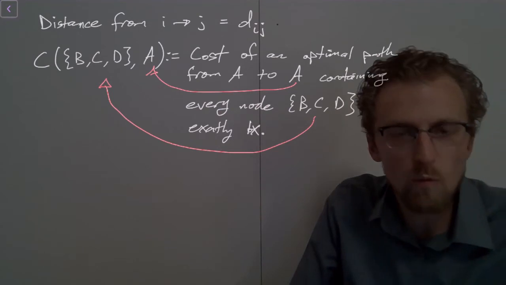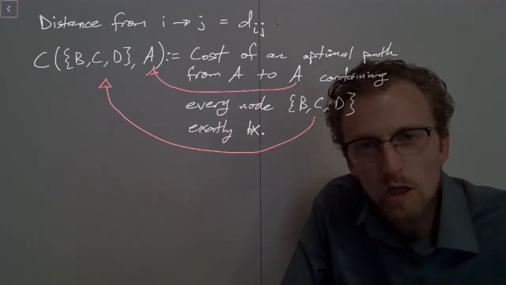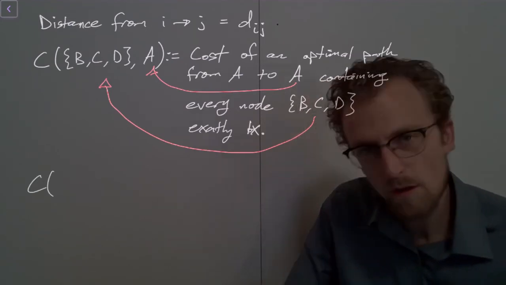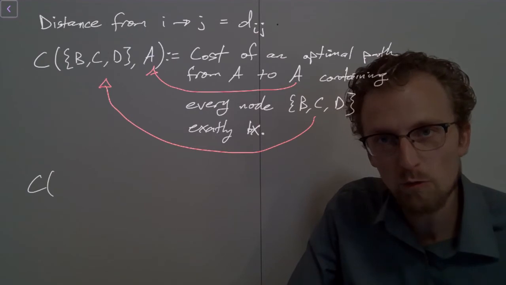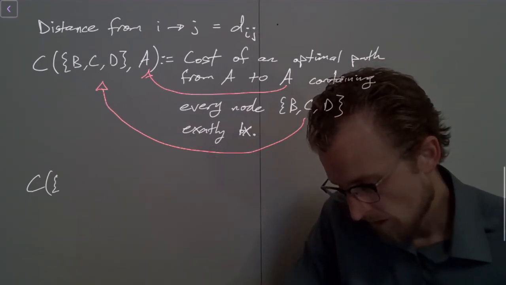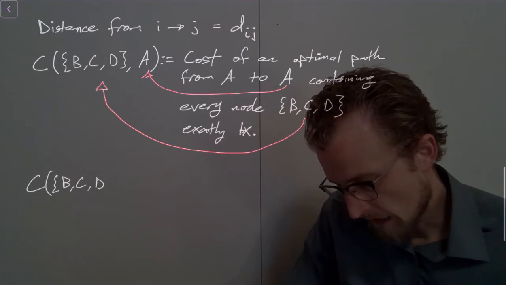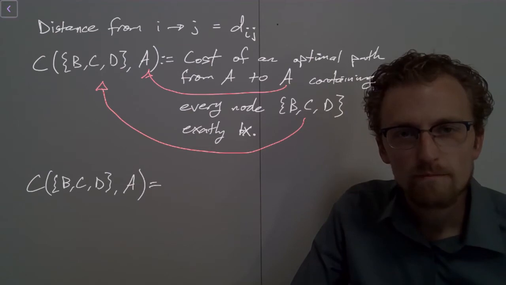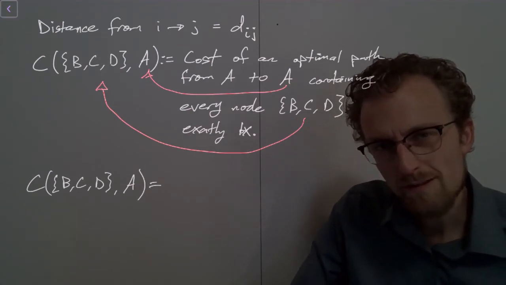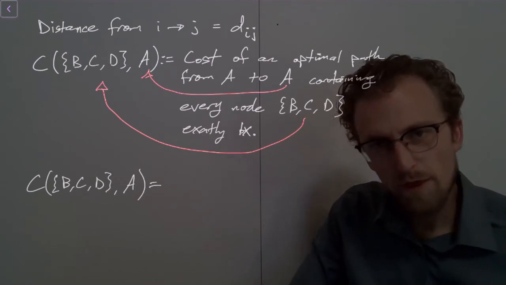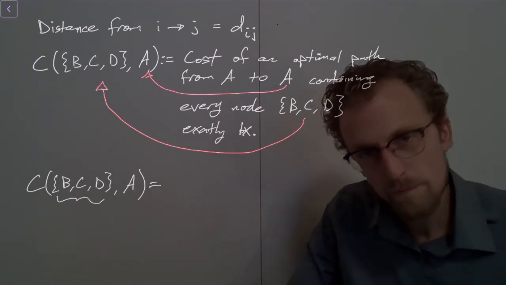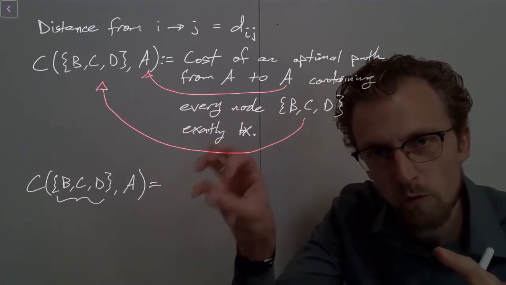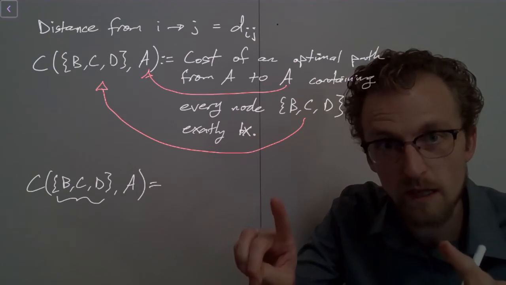Okay, so let's think about what the DP step is going to look like in this algorithm. It's going to look something like this. We're going to say, look, the cost of the path from A to A passing through B, C, and D, all the way to A, has to be one of three things. Why does it have to be one of three things? What are these three things? Well, remember, what we're doing with our DP idea here is we're taking an optimal path and removing the last segment, and then saying what's left has to be optimal.